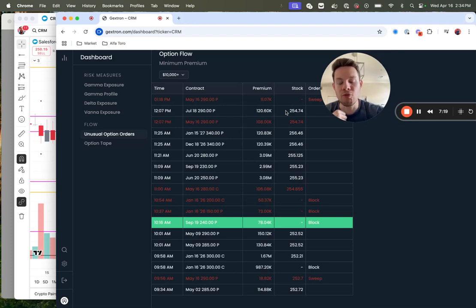Okay, so that's the trade. Really simple. How to enter, how to exit, and then also using the option flow data to help with that thesis.